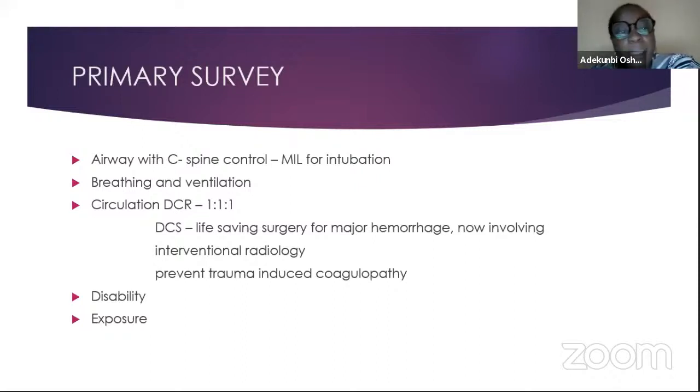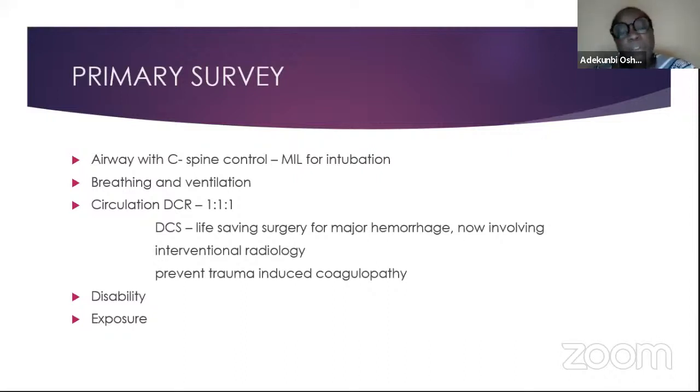Now, for maintenance of circulation also, these patients sometimes require what we call damage control surgery. This is a life-saving surgery that is done in patients that have major hemorrhage, for instance, those that have auto amputation of their legs, open injuries, or femoral fractures with open injuries that may require amputation. And in the new wave that occurs now, sometimes in other climes, interventional radiology can be done to embolize such vessels to be able to still preserve the limbs in some cases.